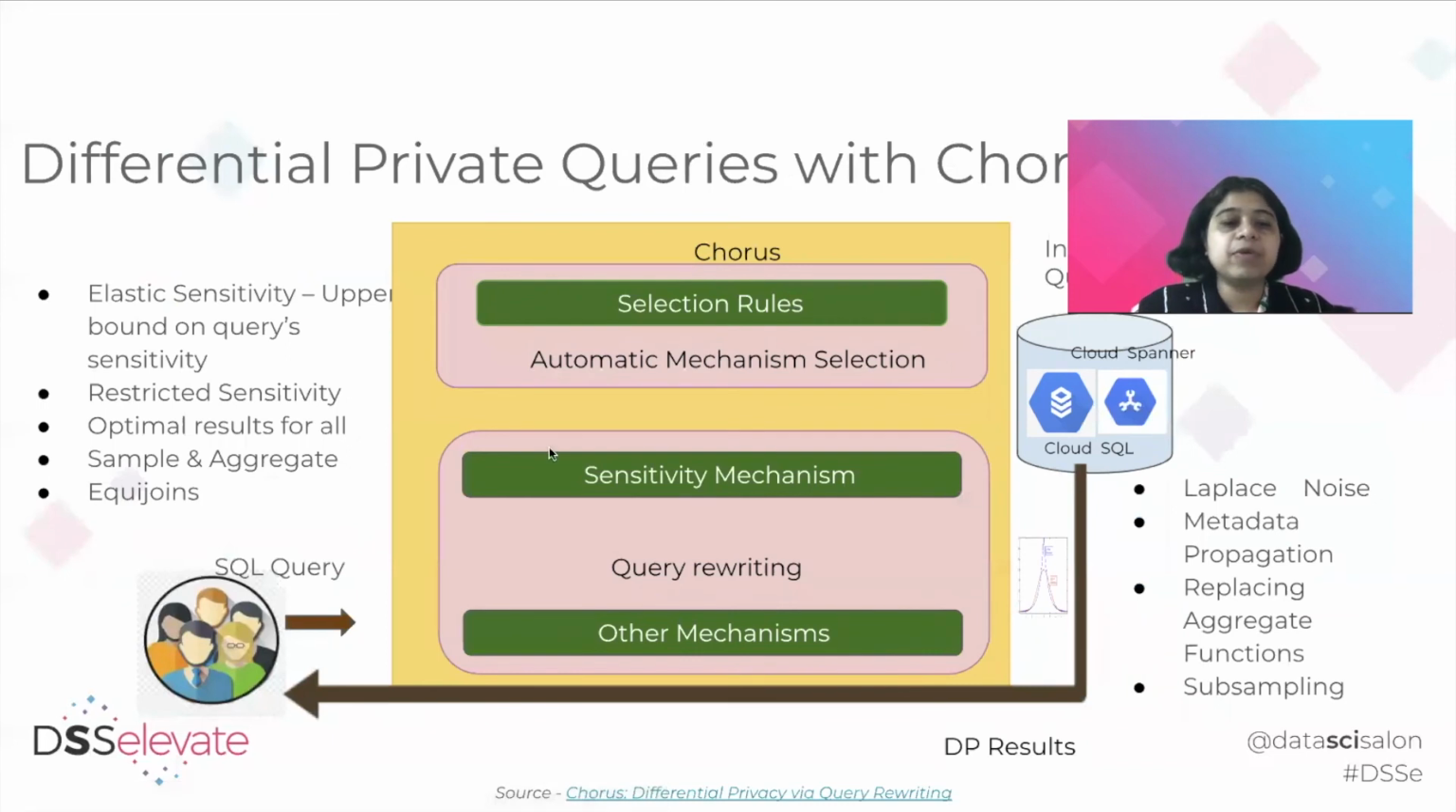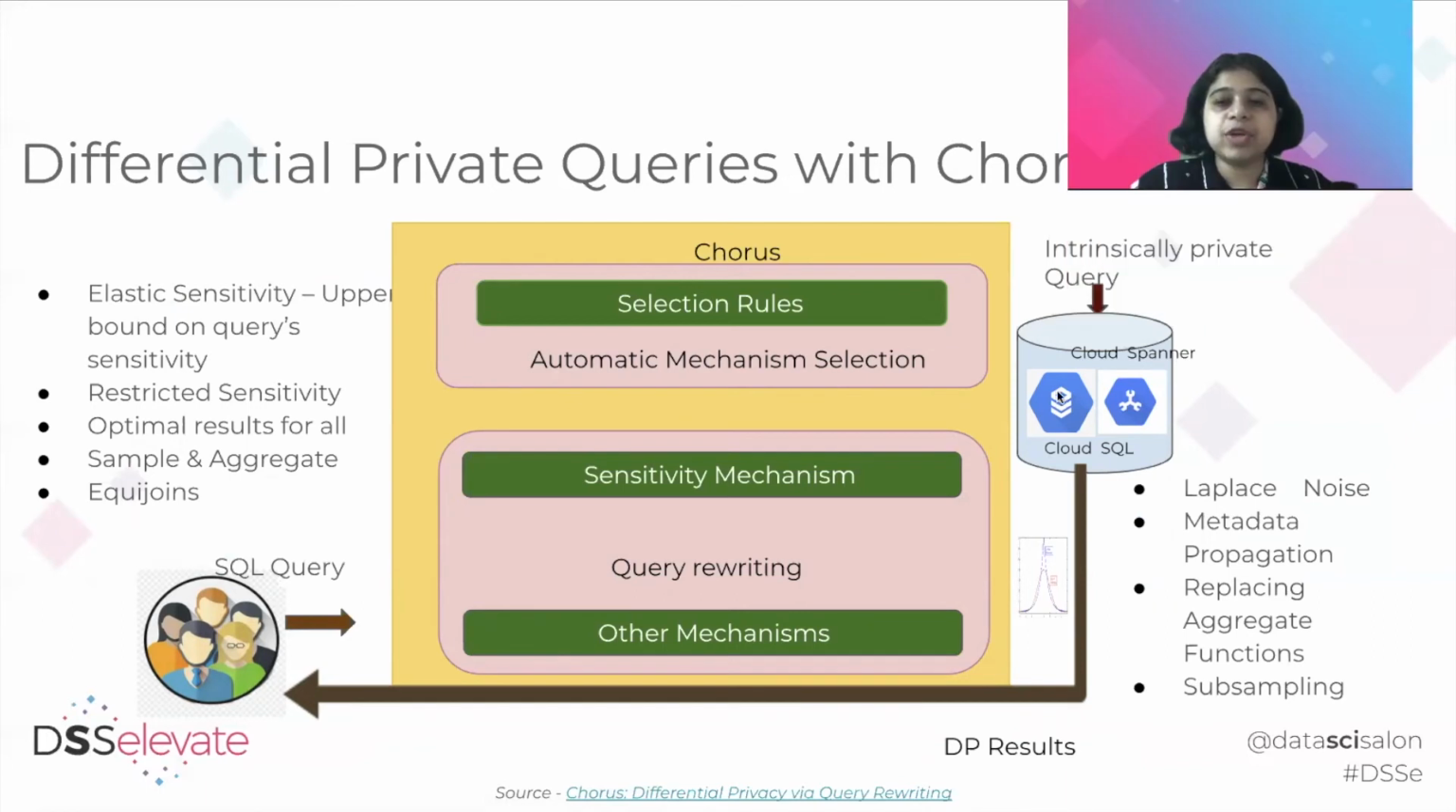So as we talked about, some of these characteristics get highlighted for differential privacy using the Chorus framework. We have intrinsically private queries, so that can be plugged in within Google Cloud Platform with either Cloud Spanner or Cloud SQL. We have Laplacian noise that we are going to add on the metadata propagation. The metadata is propagated accordingly so that there's no loss of actual information from the metadata. Replacing aggregate functions, complex queries, aggregate functions, summations, subqueries, all get handled through the Chorus framework.